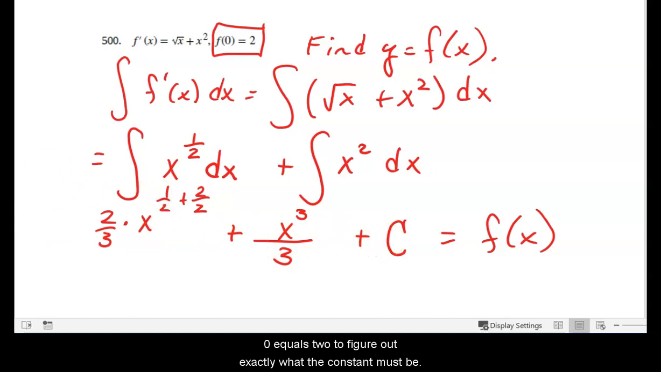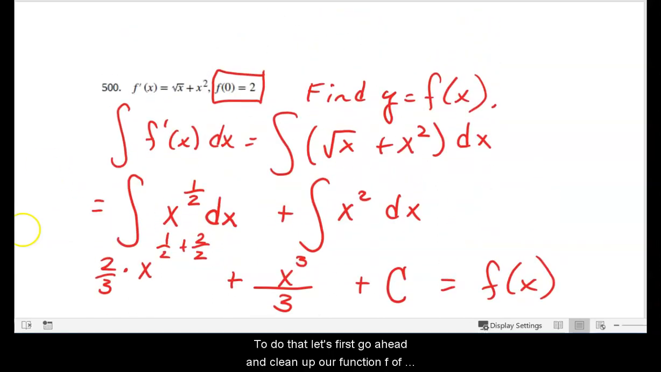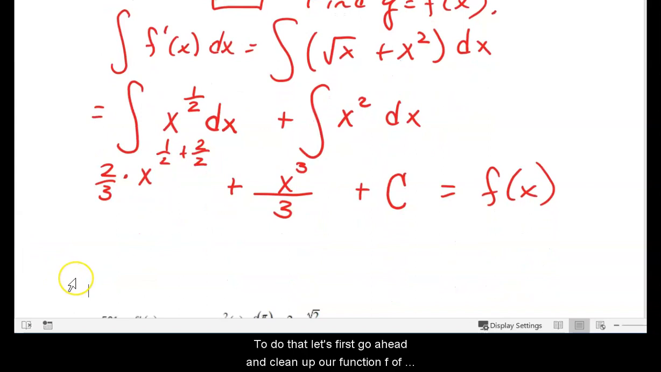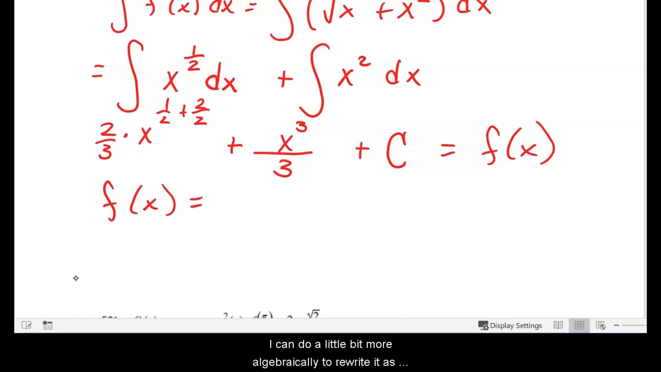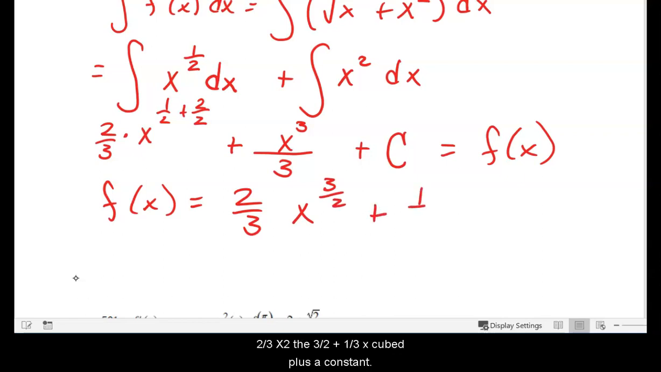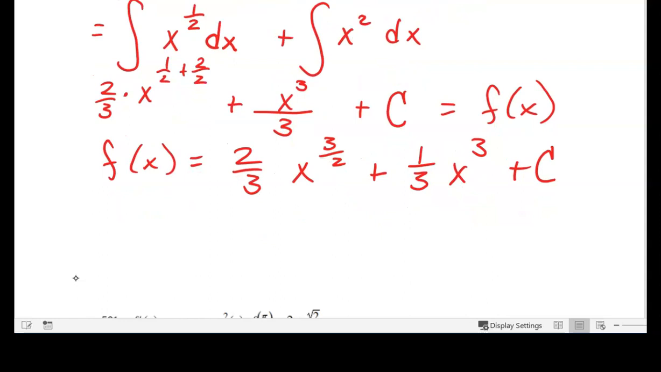the constant must be. To do that, let's first go ahead and clean up our function f of x a little bit. I can do a little bit more algebraically to rewrite it as 2/3 x to the 3/2 plus 1/3 x cubed plus a constant. Now I'm going to plug in the initial condition. My initial condition is that f of 0 equals 2.